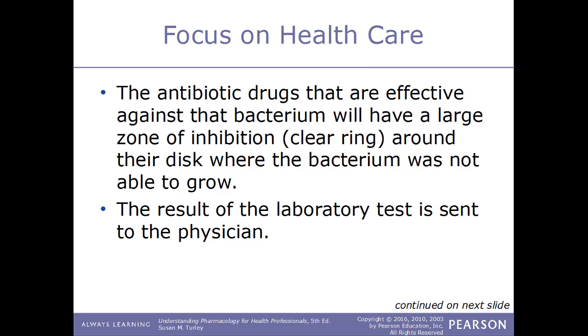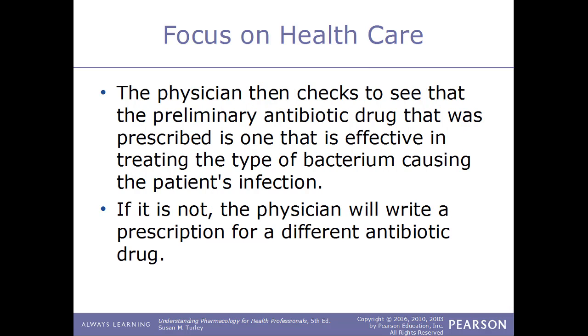The antibiotic drugs that are effective against that bacterium will have a very large zone of inhibition, another term for a clear ring, around their disc, where the bacterium was not able to grow. The result of this lab test is sent to the physician, so the physician can check to see if that preliminary antibiotic is the one that is most effective in treating the bacterium causing the patient's infection. If it's not the most effective, the physician will write a prescription for a different antibiotic drug.